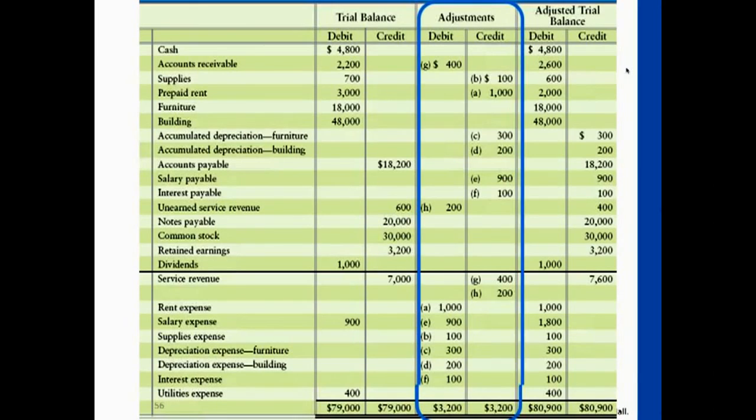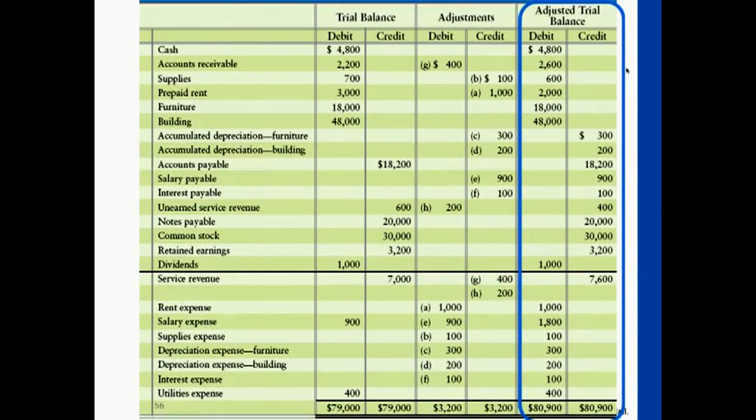Now, to get to the adjusted trial balance, we add or subtract the dollar amounts that we made adjustments from. For accounts where you don't see any adjustments, you just copy the same dollar amount. For example, cash: we didn't have any effects. Remember, adjusting entries do not affect the cash account, so you just copy 4,800 to the adjusted trial balance. That is an example of having the same amount before and after. The ones we need to adjust are the ones with a letter A, B, C, D, E, F, G next to them.